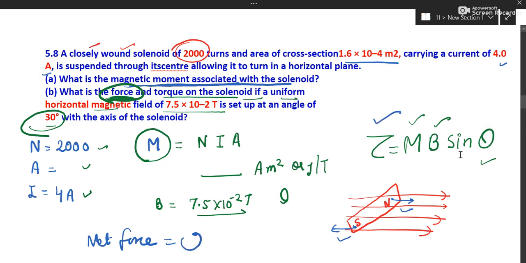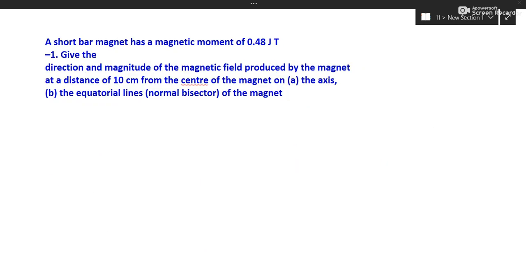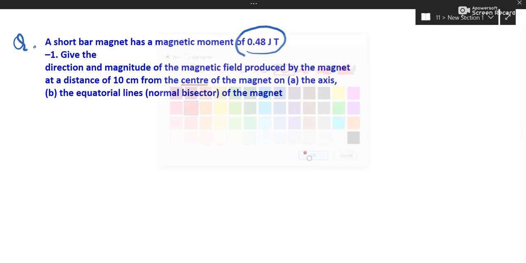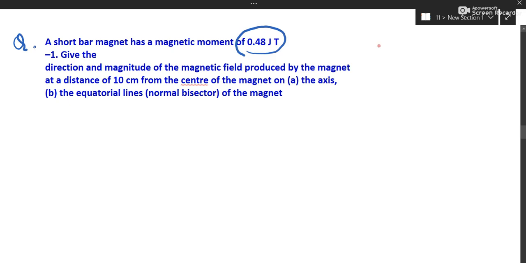So getting to the next question. Okay, coming to this question. A short bar magnet has a magnetic moment of this. Okay, so the magnetic moment has been given as 0.48 joule per Tesla. Give the direction and magnitude of the magnetic field produced by the bar magnet at a distance of, the distance is given as 10 centimeter.